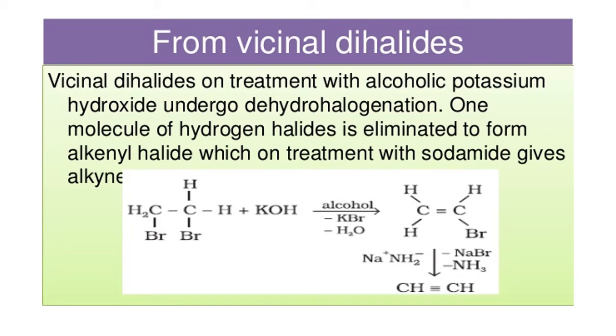The second method is what? Using vicinal dihalides. Two halogen atoms attached to two adjacent carbon atoms are called vicinal dihalides. So this is the vicinal dihalide, using KOH in alcohol, right? So KBr, then 1 H with OH, water. So KBr and water are removed. So we get what? A compound with a C double bond C, which contains a double bond. But we want a triple bond.